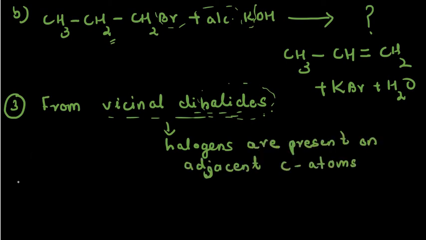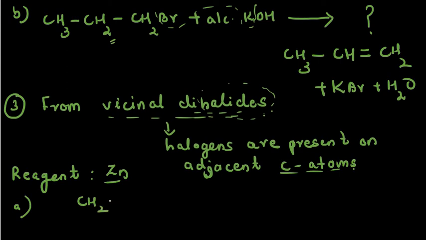So here we can take the reagent: when this vicinal dihalide is treated with zinc. So here the halogens will be present on adjacent carbon atoms. So let us take an example. We have CH2Br, CH2Br.